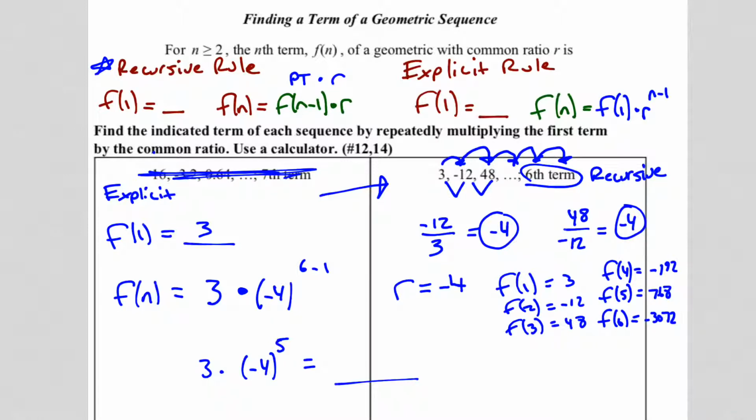Now you're wondering, if I'm finding the sixth term, why is a 5 right here? 6 minus 1 is 5. That's the work we did just up above. 3 times a -4 raised to the 5th power, and voila, we should get the same answer. So this is the explicit way. And from here, let's go to the homework packet.